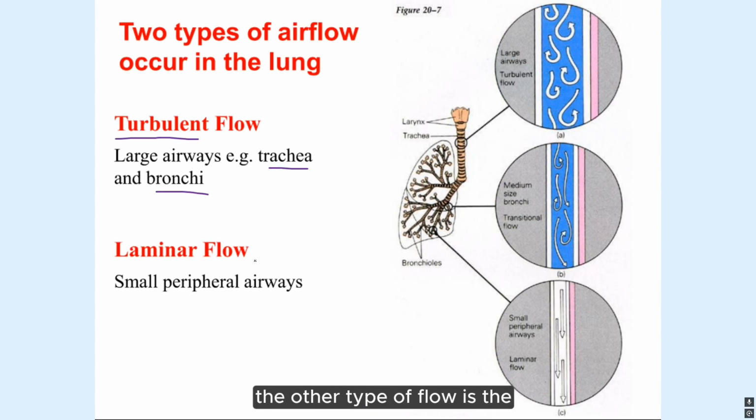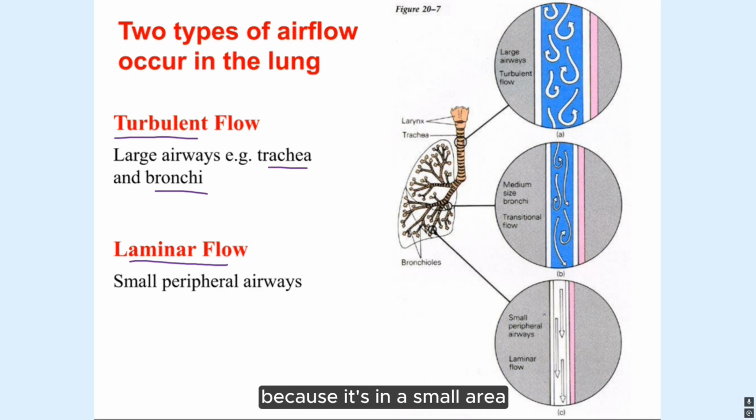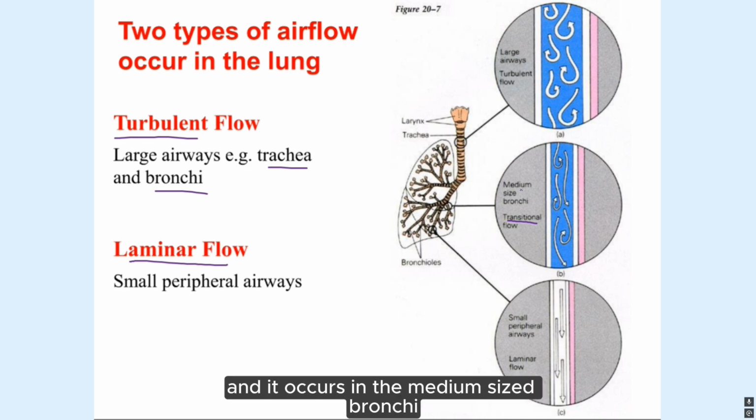The other type of flow is the laminar flow, or the smooth flow. It occurs in the small airways. The reason it's smoother is because it's in a small area and there's a little volume of air that's passing through it. There's also the transitional flow, which is not fully turbulent, not fully laminar, it's in between, and it occurs in the medium-sized bronchi.